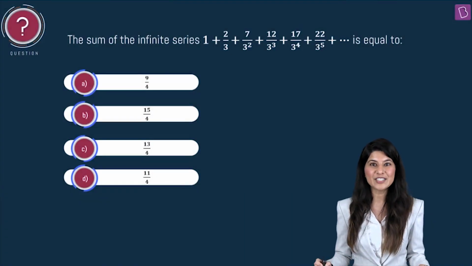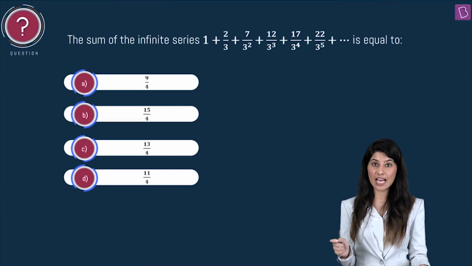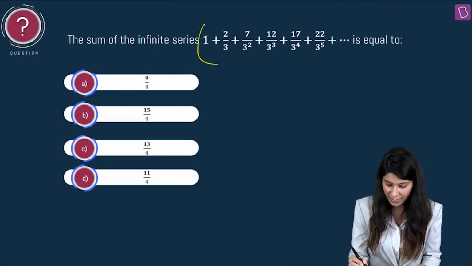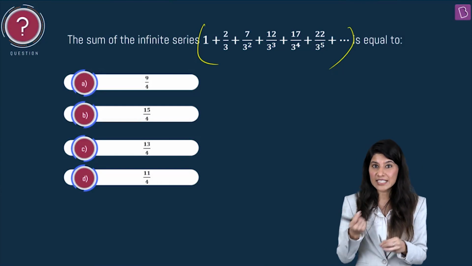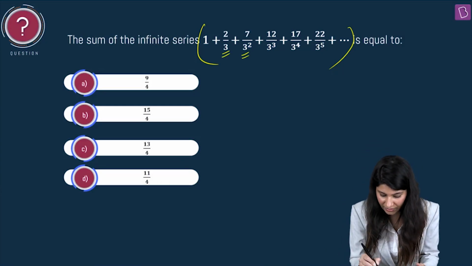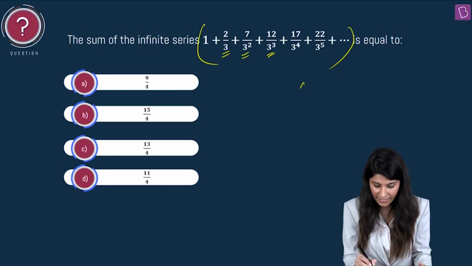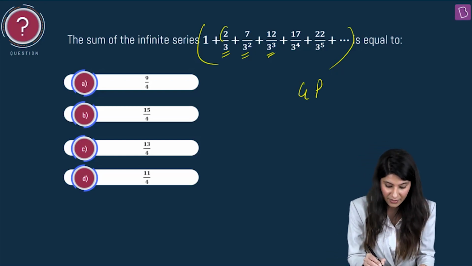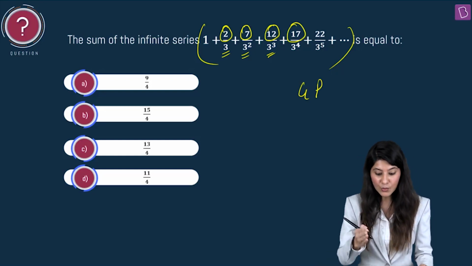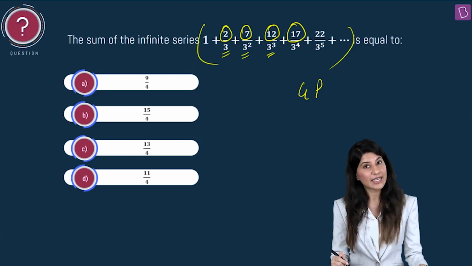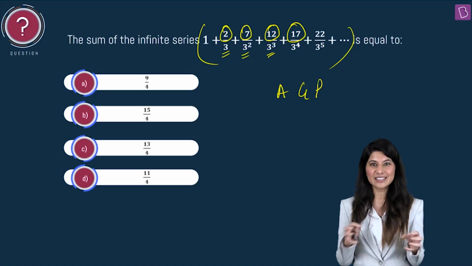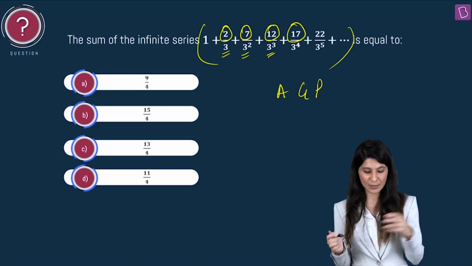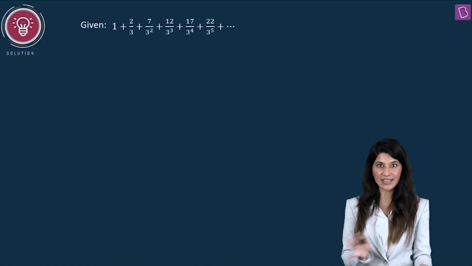The question is from the chapter sequence and series, and if you carefully observe, we need to figure out the sum of this infinite series. What kind of series is this? The denominator says that this is a geometric progression, but the numerator says 2, 7, 12, 17, which says that this one is an arithmetic progression. So, this is an arithmetic-geometric progression. Right? So, an infinite series is there.